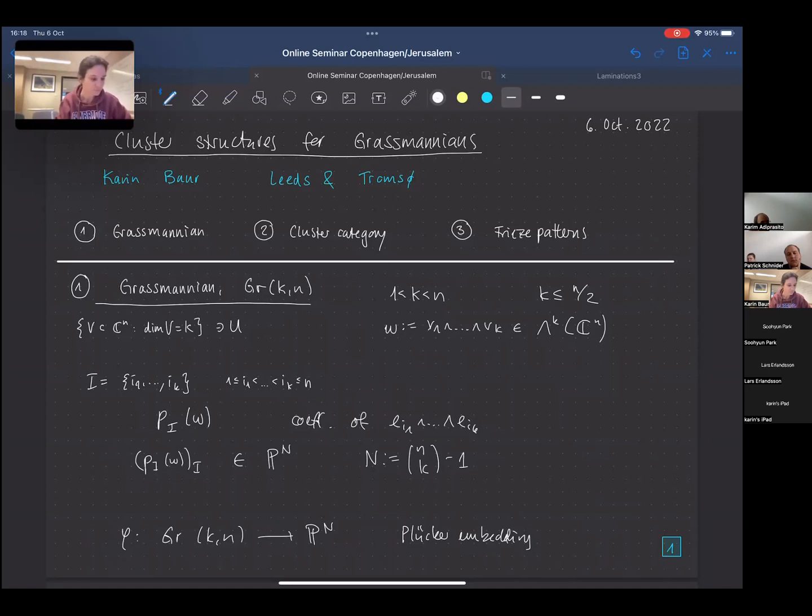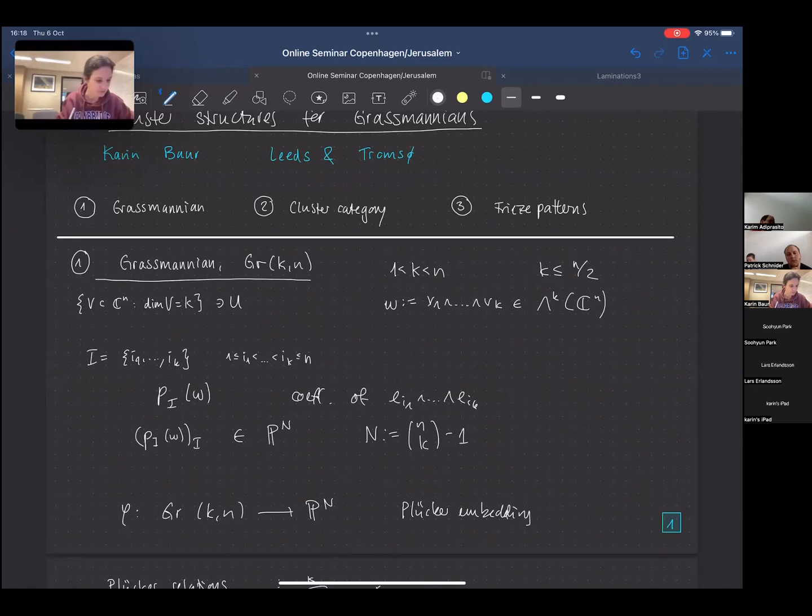So by the Grassmannian, I mean the coordinate ring of the set of k-dimensional subspaces of C^n. We don't really need C, but in the algebra setting, it's going to be important that we have an algebraically closed field. So if we take some object in there, that's going to be a k-dimensional vector space, so I can find some basis.